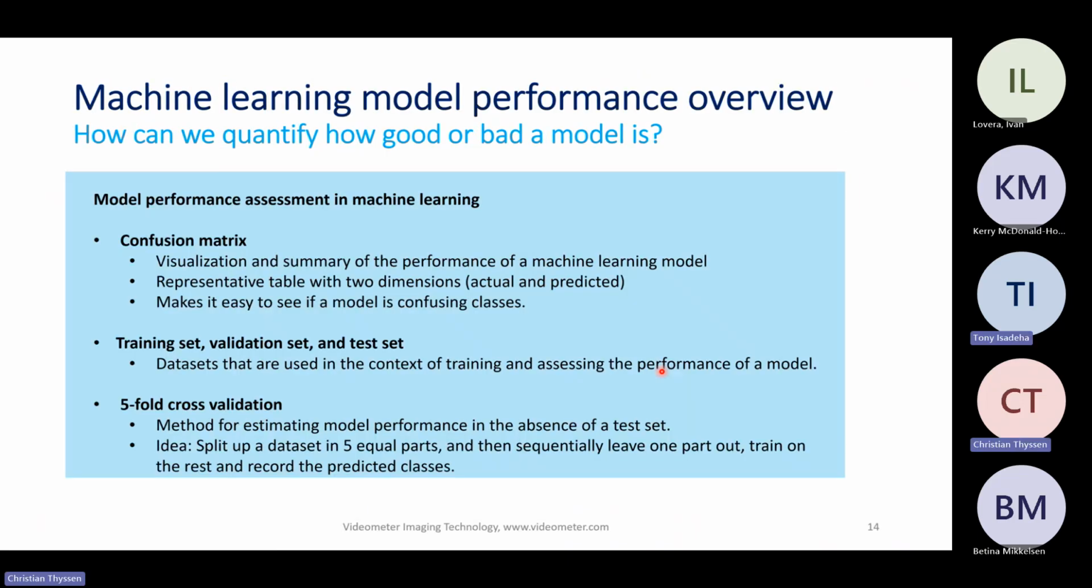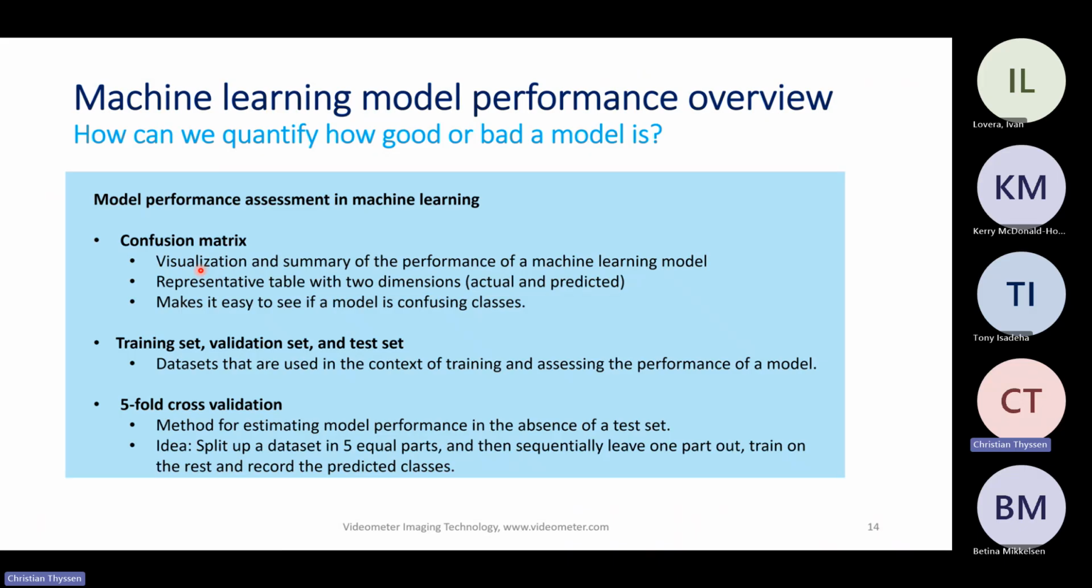Then we move on to asking the question, so how do we actually quantify how good or bad a model is? This is a very important topic in machine learning because we need to quantify performance. We need to know how good or bad it is. And the way we do that is that we use a tool which is called a confusion matrix.